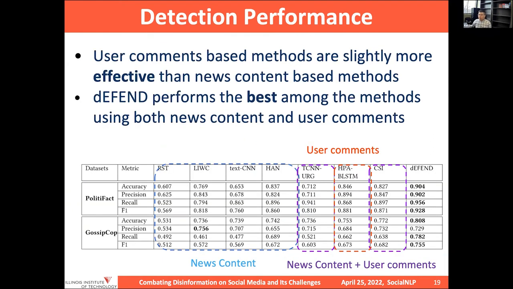We first evaluate whether this model can detect fake news effectively. We compare our model dEFEND with several state-of-the-art baselines, as you can see in the table. These baselines fall into different categories: those that only consider news contents, only consider user comments, and some that consider both. We observe that, in general, methods modeling both the comments and the contents achieve better performance than those that only use news content or user comments. Overall our method achieves the best performance in terms of both accuracy and F1.